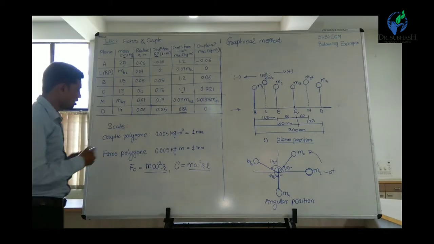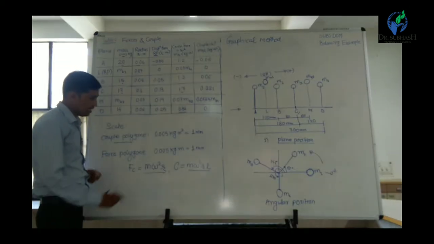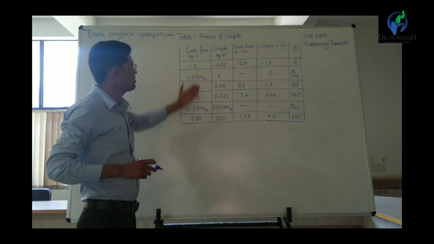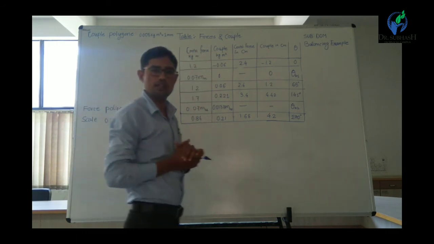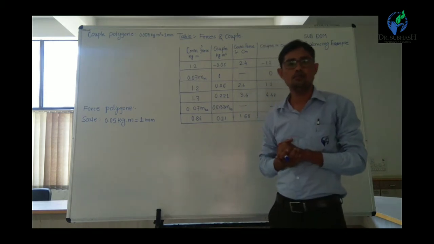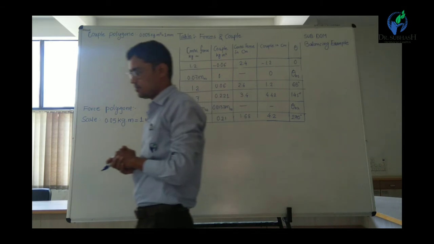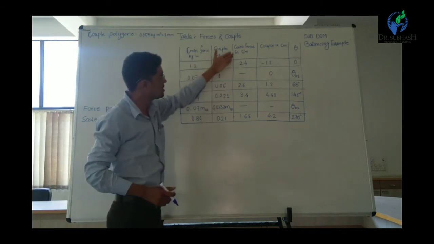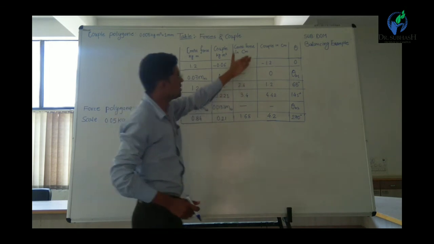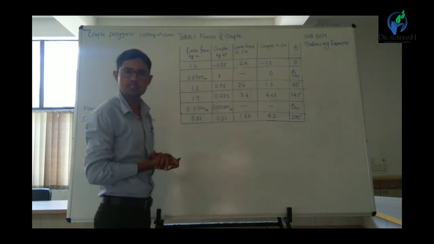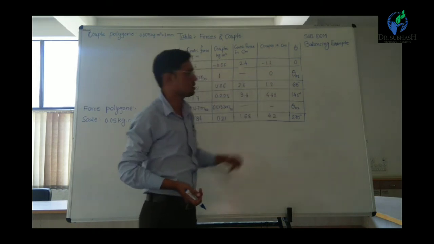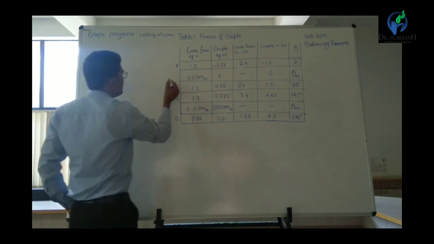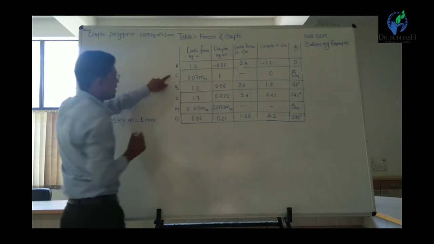To draw a couple polygon, we have to select some scale. Now we have the data of centrifugal force and couple, so we are going to draw a couple polygon and force polygon. Here we represent this centrifugal force in centimeters and couple in centimeters by selecting a suitable scale. And we also have the angular positions of all masses. Here it is our plane A, plane B, plane C, and this is plane D. Now our plane A is the reference plane.